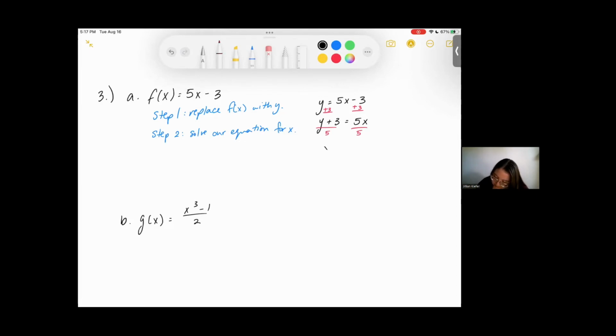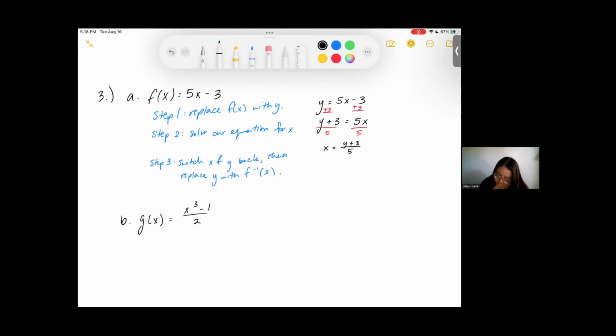So now we get that x is equal to (y plus 3) divided by 5. There we go, we solve for x. So now, step 3 is that we're going to switch x and y back, then replace y with f inverse of x.